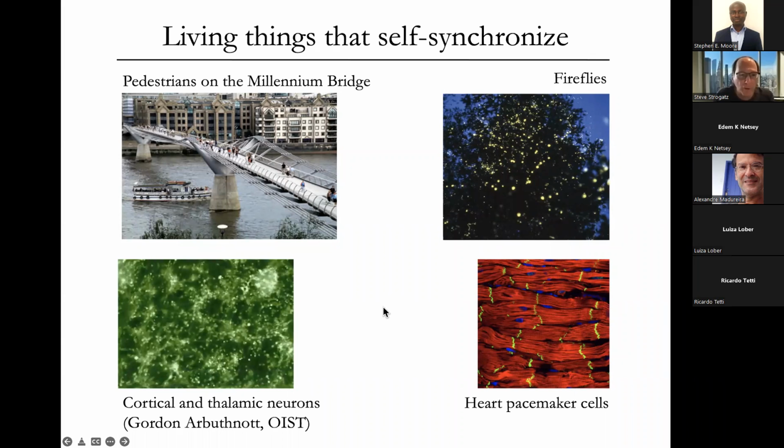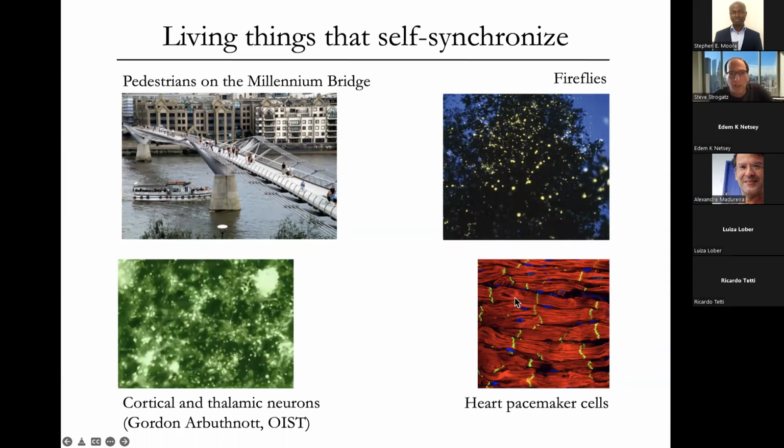You'll see lots of neurons firing all in sync. Boom. And it's somehow qualitatively the same kind of thing. These are individual cells that are somehow coupled in a way that gets them to organize and flash in unison or fire in unison. Now in the heart, that's a very important thing.